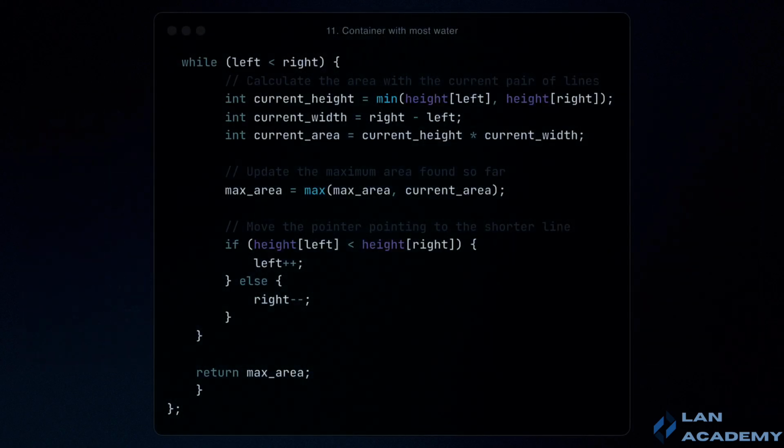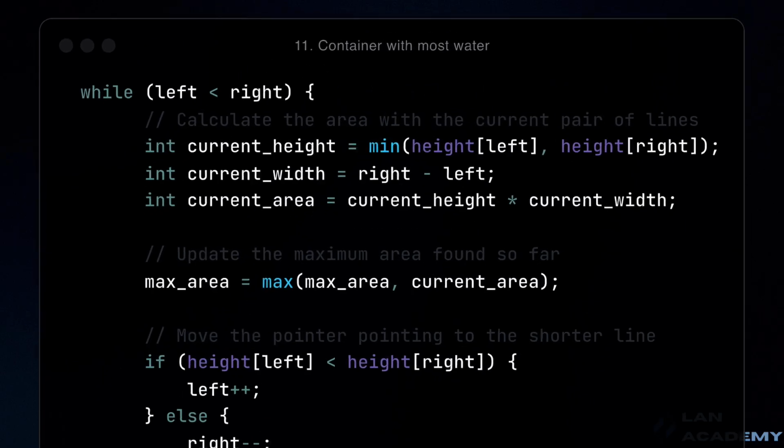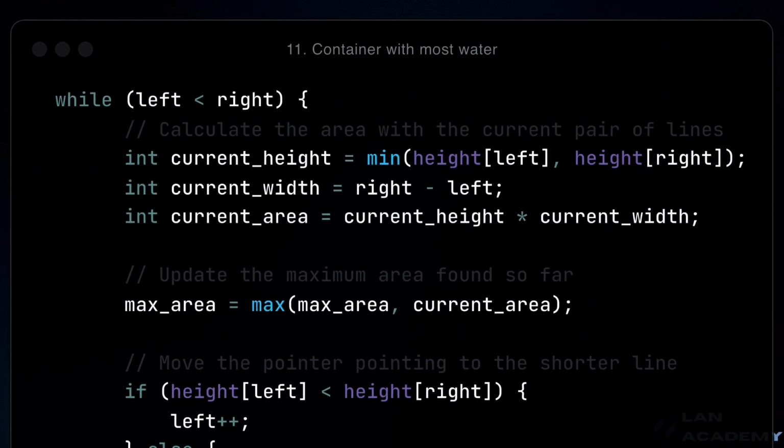Next, the algorithm starts the calculations of the area. The height of the container is determined by the shorter of the two lines, as the water level cannot exceed the shorter line. The width of the container is the distance between the two pointers. Therefore, the area is calculated as the product of the height and the width. Afterward, I compare the area I calculated with the value of max area, which is initially set to 0. This comparison will repeat for each area that I calculate. If the area that I calculate is larger than the value stored in max area, I update the variable to store the newly calculated area.